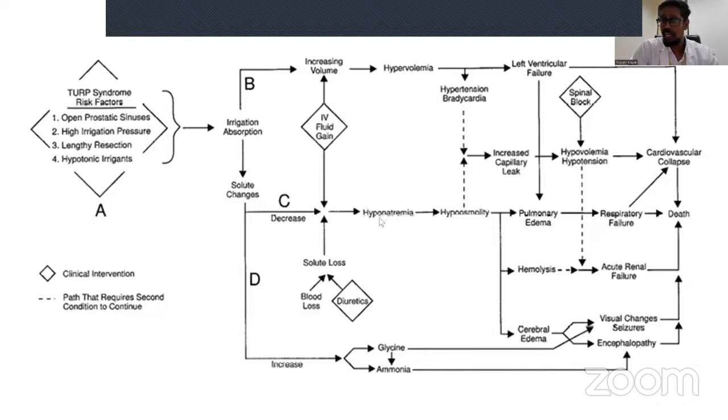Solute changes like hyponatremia and hypoosmolality contribute to pulmonary edema, leading to respiratory failure. Again, respiratory failure can lead to cardiovascular collapse and ultimately could lead to death. And glycine and its metabolite would again contribute to visual changes and encephalopathy leading to death. So other effects are also explained, like hemolysis and cerebral edema, which could be due to the hypoosmolality.